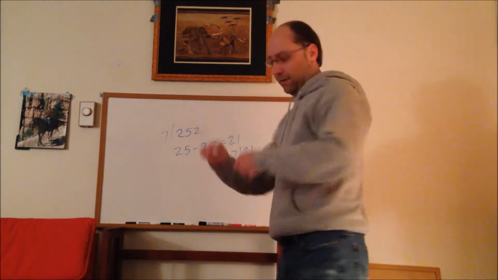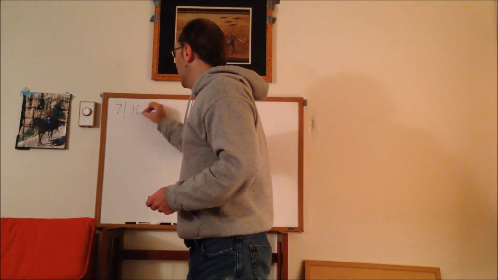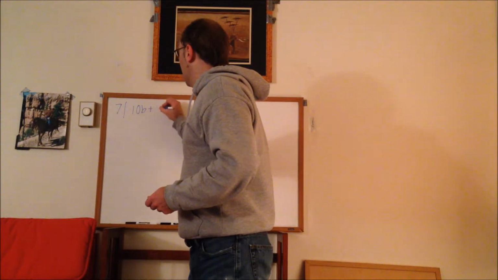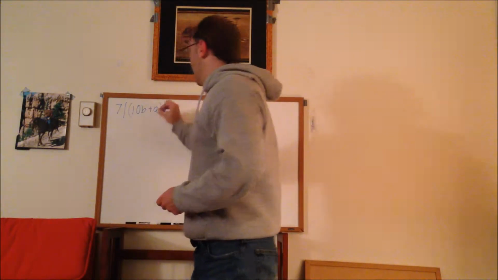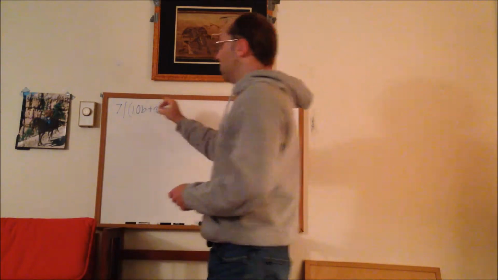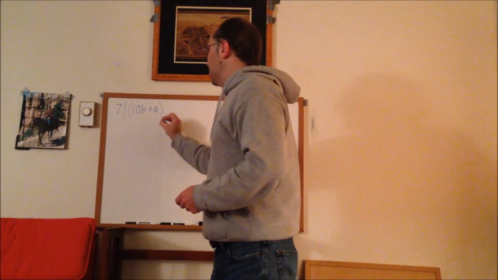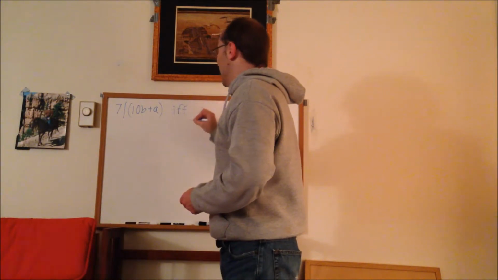Now why is that? We're going to say that 7 divides some number which can be written as 10b plus a. This is the divide symbol, just like it's going into it. We're going to quantify this because otherwise it would be 7 divided by 10b and then plus a. So you want to make sure that this whole thing is a quantity. And then we're going to say this is true if and only if.